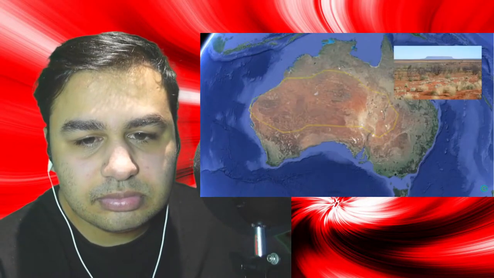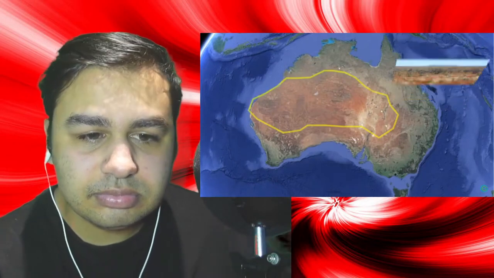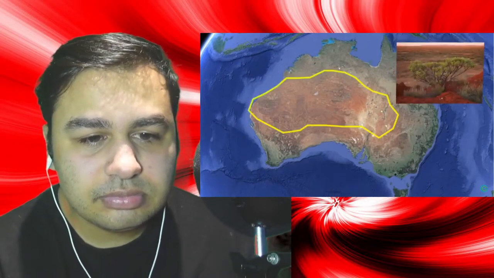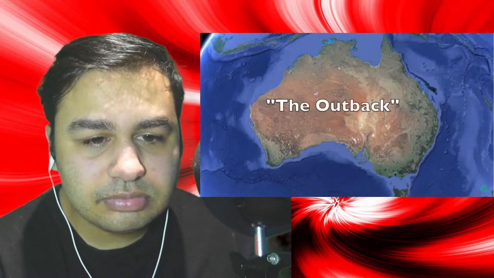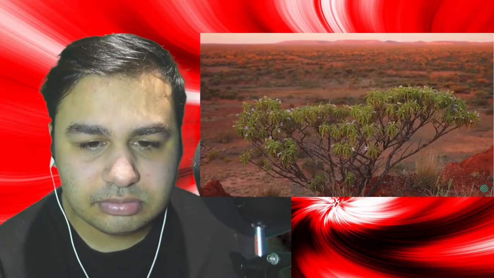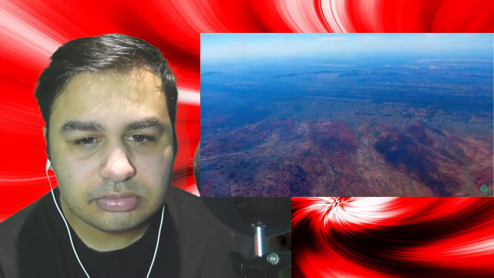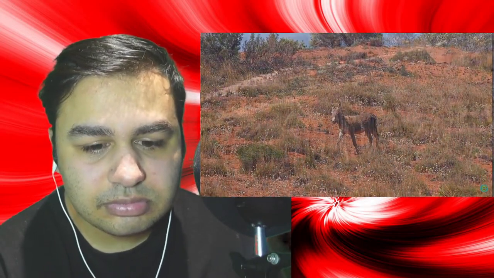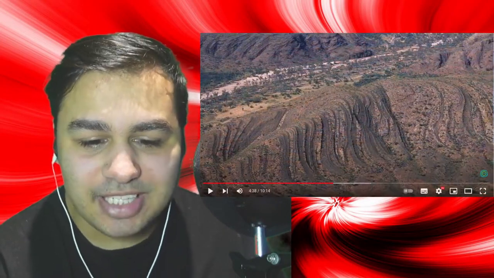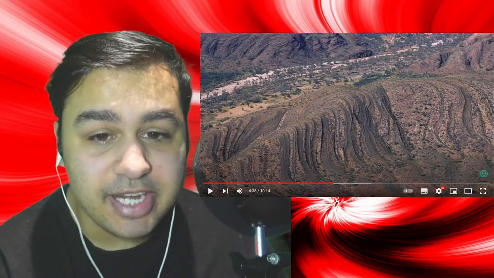Then we reach the deep interior, where we hit the great deserts like the Great Victoria and the Great Sandy Deserts. This area is famously known as the Outback. The Outback is essentially the area of Australia with long open stretches of red and orange desert that lay out beyond the horizon with few sparse populations of people that can be found anywhere. Yeah, the Outback is one of the most famous things in Australia.